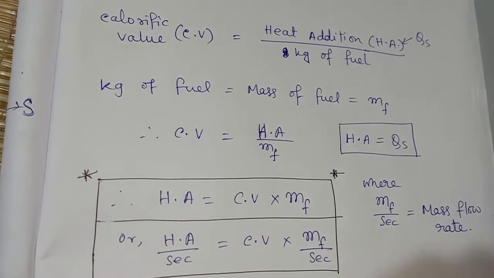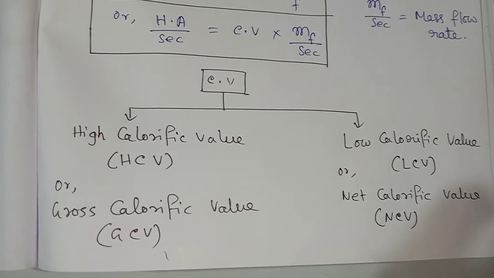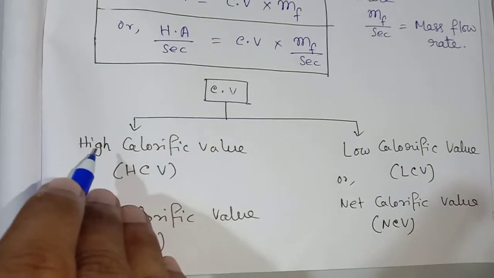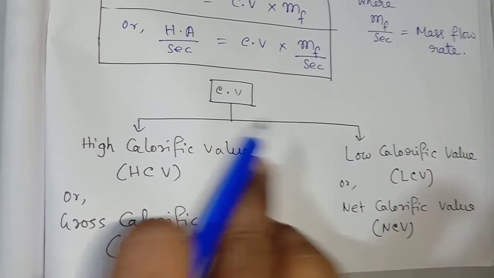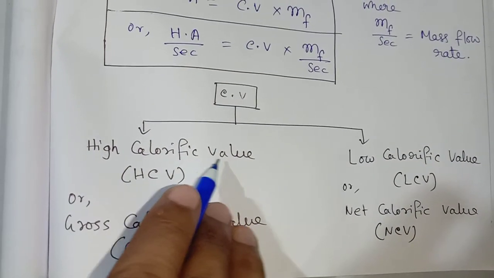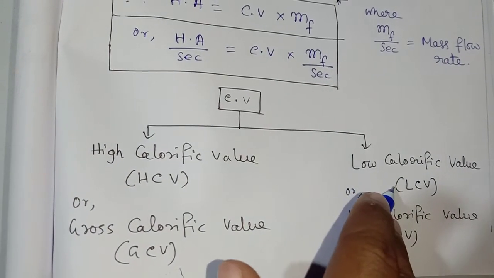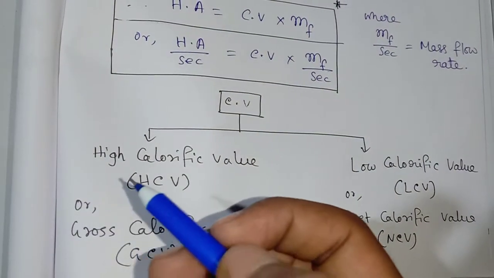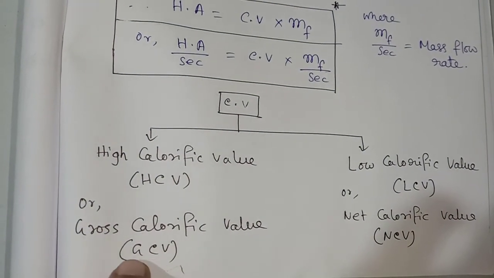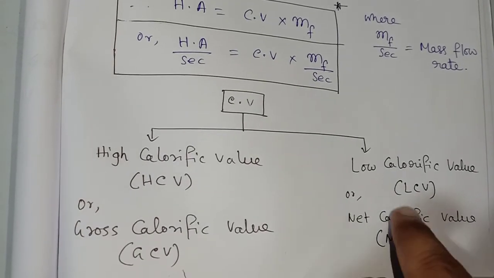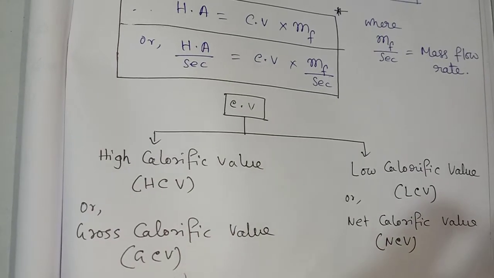Now we have two types of calorific value. One is higher calorific value and another is lower calorific value. Higher calorific value is denoted by HCV and lower calorific value is denoted by LCV. Another name of higher calorific value is gross calorific value, or GCV, and another name of lower calorific value is net calorific value, or NCV.